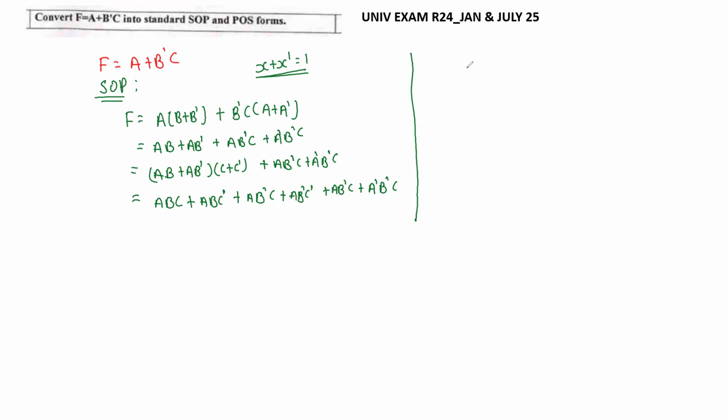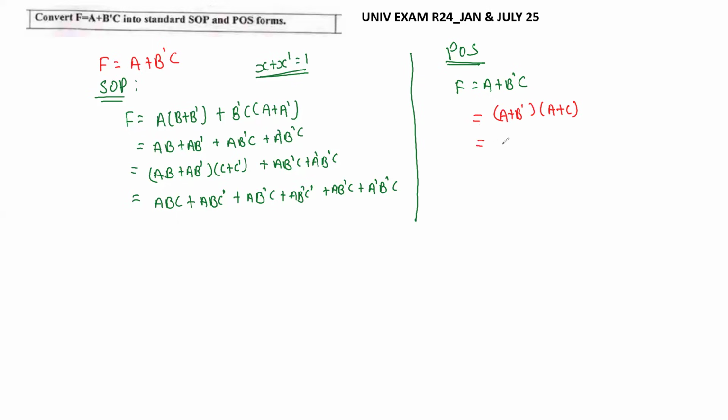Okay. Similarly, we can go for the POS, product of sum. So here F is A plus B dash C. This one we have to convert into product of sum. So now here we are going to use those properties. Okay. So this A plus B dash C can be written as A plus B dash into A plus C. Okay. So these are the Boolean algebra rules we saw earlier.